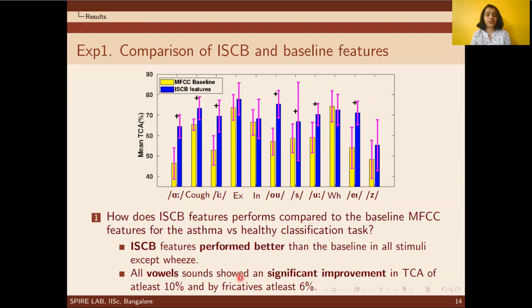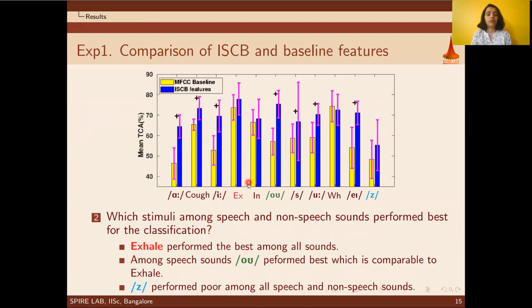All the vowel sounds showed an improvement of at least 10% and the fricatives of at least 6%. From the bar graph, we can also see that Expl performed best among all the sounds, whereas speech sound O performed second best among all the sounds and best among all the speech sounds, whereas the fricative Z performed best among all the sounds.